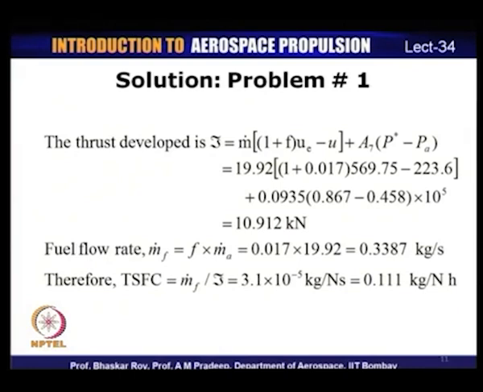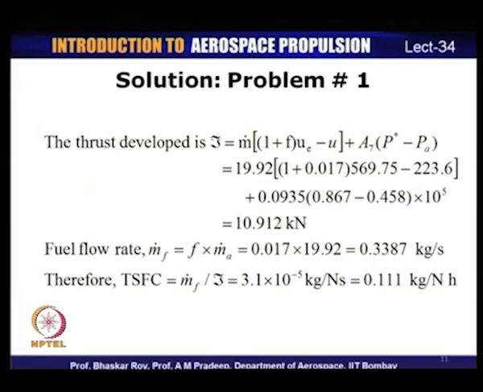Therefore, thrust specific fuel consumption, TSFC, is m dot f divided by thrust, and m dot f is 0.3387 divided by thrust, which is 10.912. So, if we divide it by the thrust, we get 3.1 into 10 raised to minus 5 kilograms per Newton second, which is in turn equal to 0.111 kilograms per Newton hour.